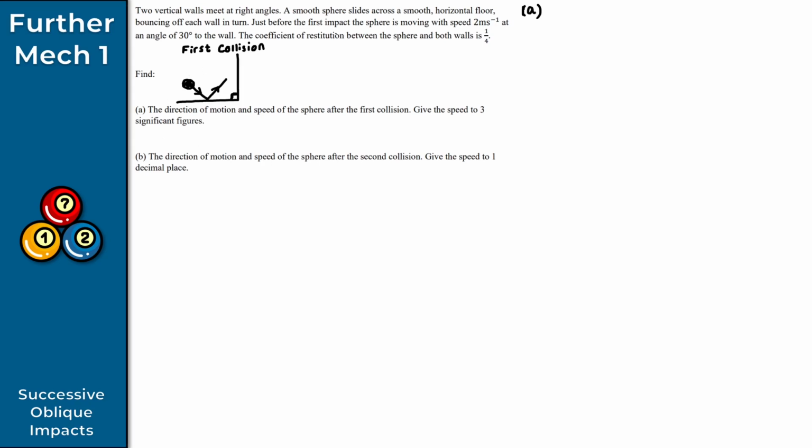The initial speed, just before the first impact, the sphere is moving with 2 meters per second. I'll call this the initial speed. The angle: it's traveling with speed 2 meters per second at an angle of 30 degrees to the wall. So that angle is this angle here. I'll draw that in a different color so it's a little clearer. As you can see, my diagram probably should have been a little bigger, but I'll make it through anyway. This angle is 30 degrees, as we're told in the question.